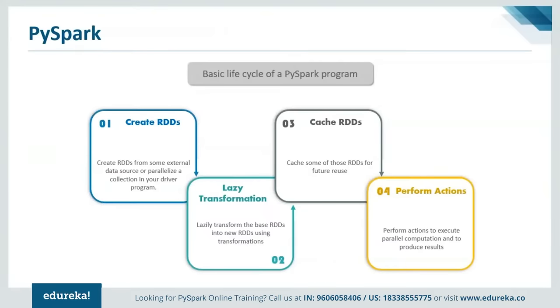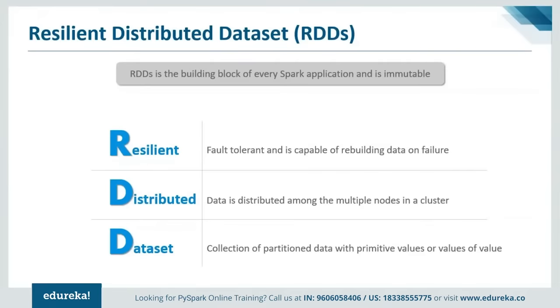The next topic in our list is RDD, and I'm sure people who have already worked with Spark are familiar with this term. But for people who are new to it, let me just explain it. Now, RDD stands for Resilient Distributed Dataset. It is considered to be the building block of any Spark application. The reason behind this is these elements run and operate on multiple nodes to do parallel processing on a cluster.